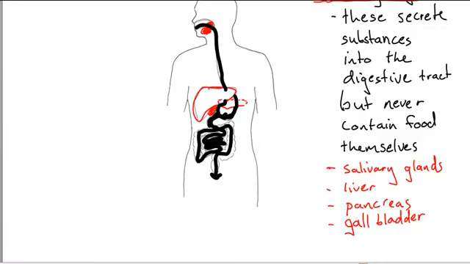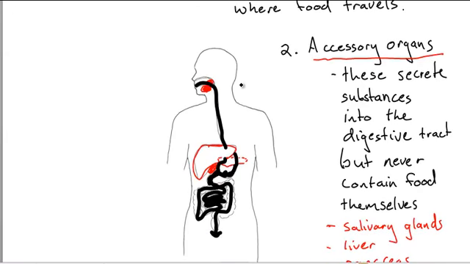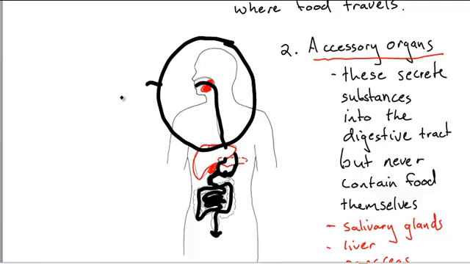So that's the two sort of key major components of the digestive system. And today we're going to focus on here, upper portion. Excluding the salivary glands, because we're going to focus on the digestive tract.